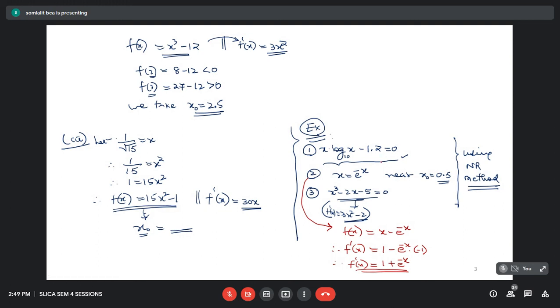Okay. Now the question comes to the first one. How will we get the derivative of this first one? f(x) equals x into log x to the base 10 minus 1.2. The question is the differentiation of this. Can anybody help me with the derivative of this?